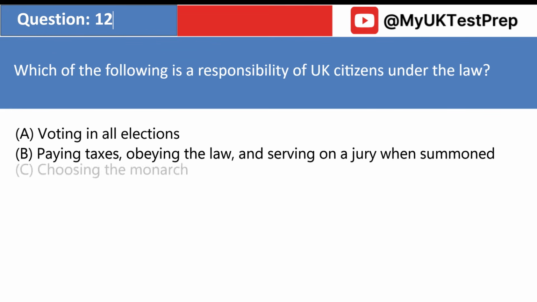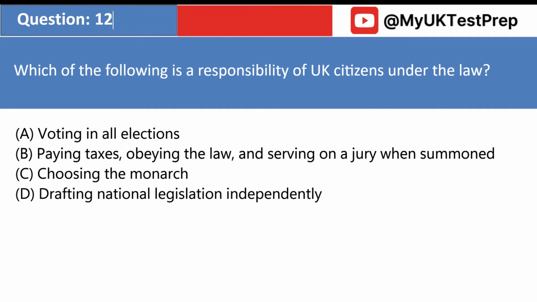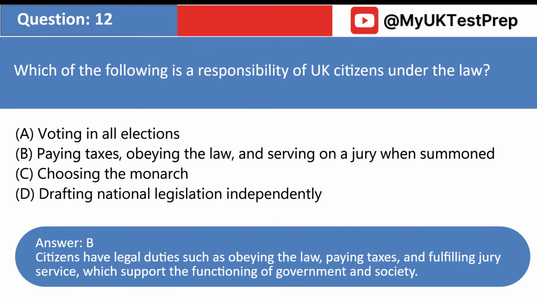Which of the following is a responsibility of UK citizens under the law? A. Voting in all elections. B. Paying taxes, obeying the law, and serving on a jury when summoned. C. Choosing the monarch. D. Drafting national legislation independently. Answer: B. Citizens have legal duties such as obeying the law, paying taxes, and fulfilling jury service, which support the functioning of government and society.